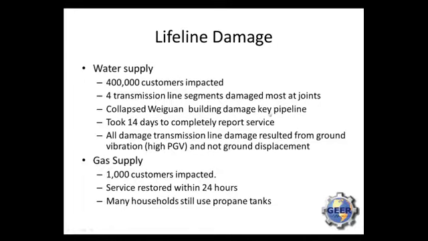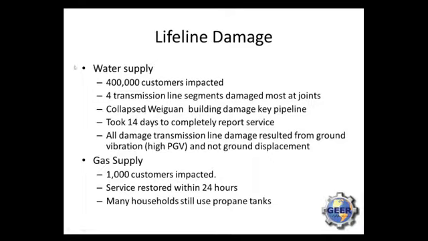There was a lot of lifeline damage. Remember that I mentioned the peak ground velocity is very high. So on the water supply line, we have about 400,000 customers impacted. There were 4 transmission line segments that suffered major damage. These are transmission lines over 2,000 millimeters. But all the damage occurred at joints.